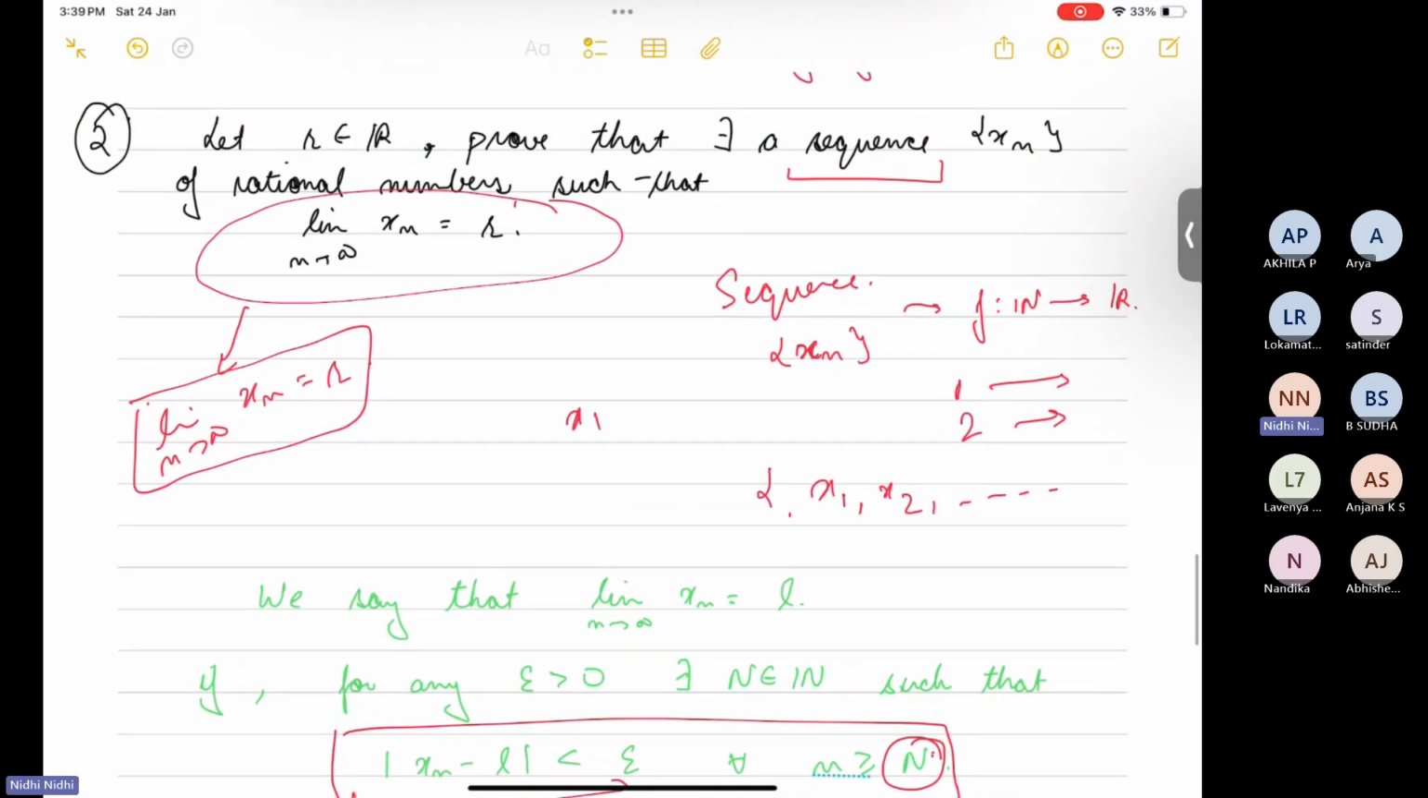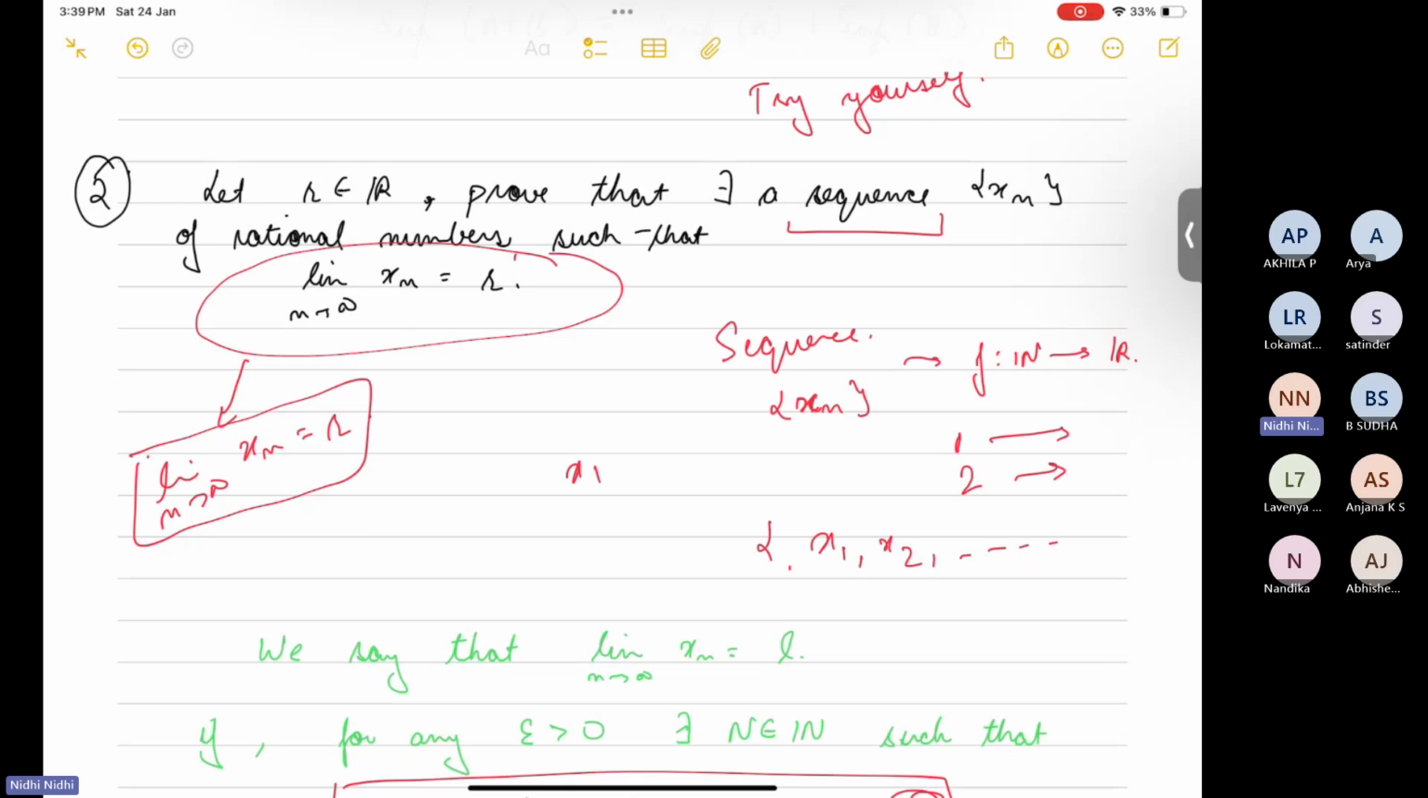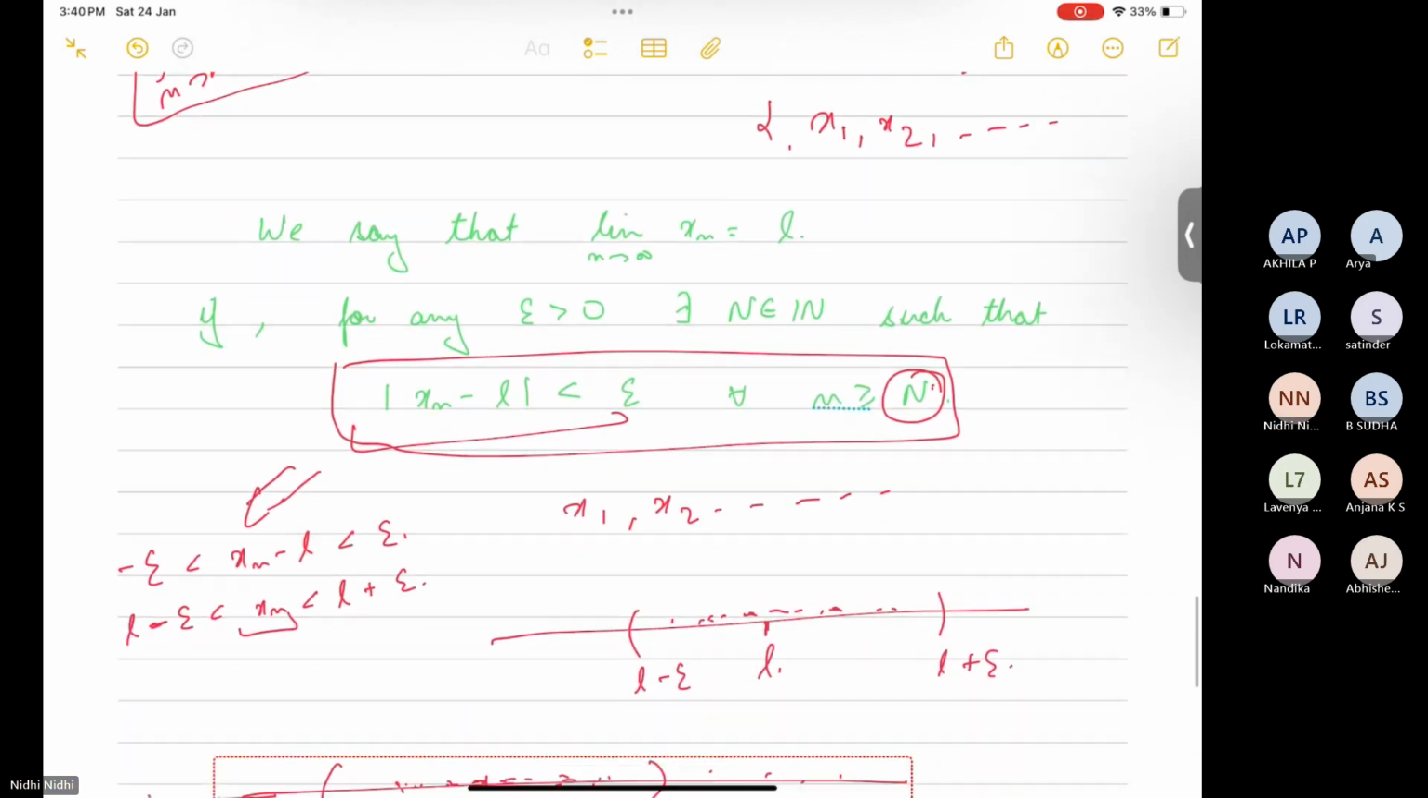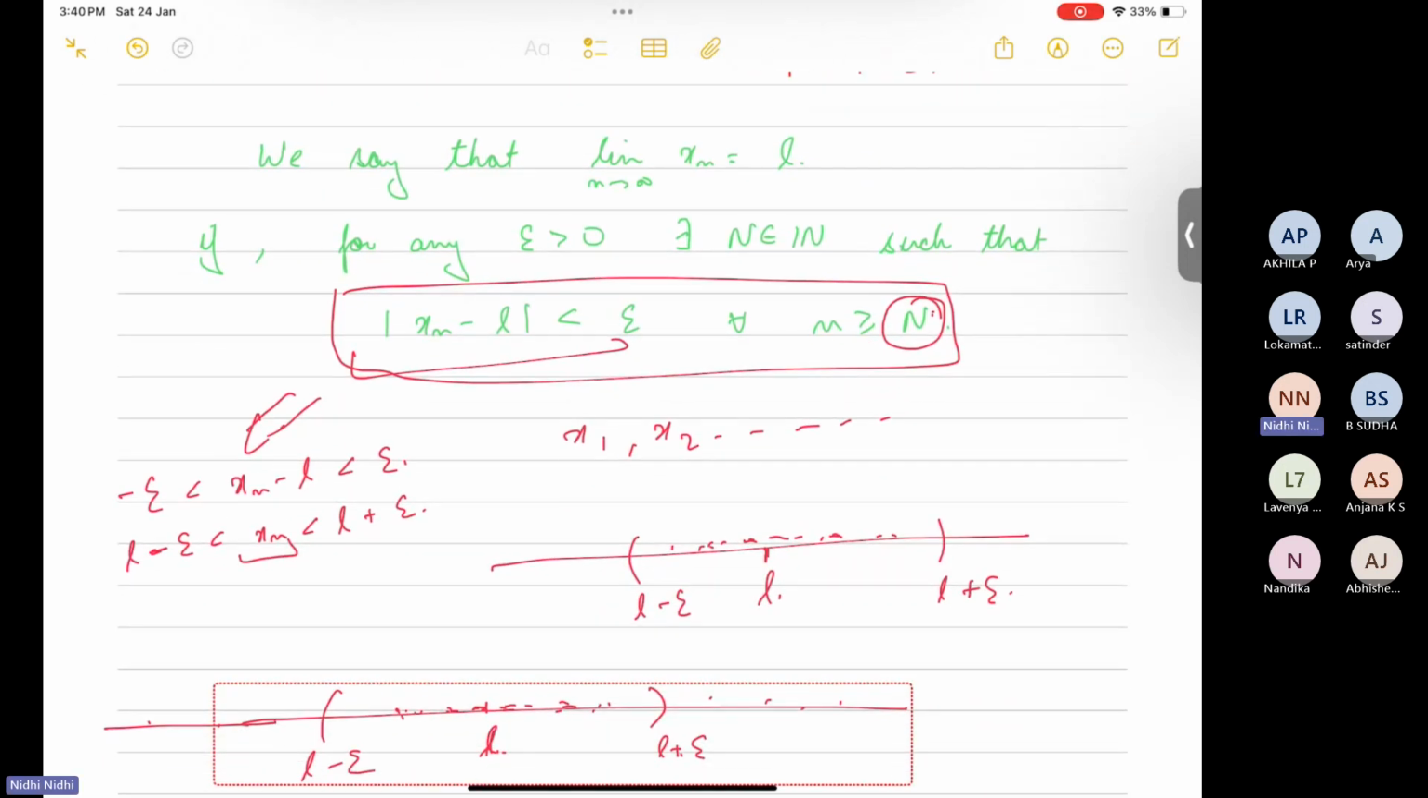So in this case here, we need to show that if there is a real number, then I can always find a sequence of rational numbers which is converging to this point r. So let's see how we can prove this. I hope this epsilon definition is clear, how we are saying that a sequence is converging to some point L. If you have any doubt in this definition, please ask. Okay.